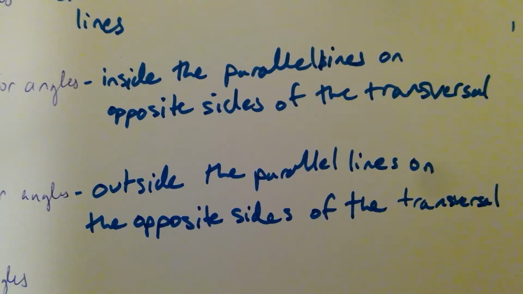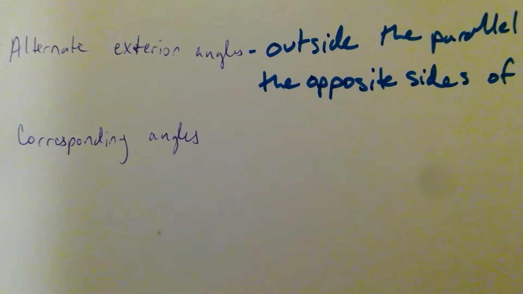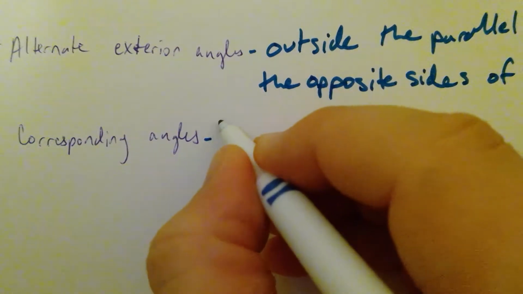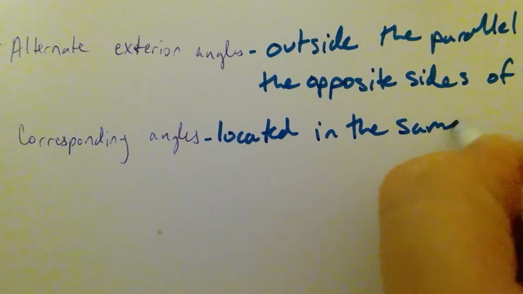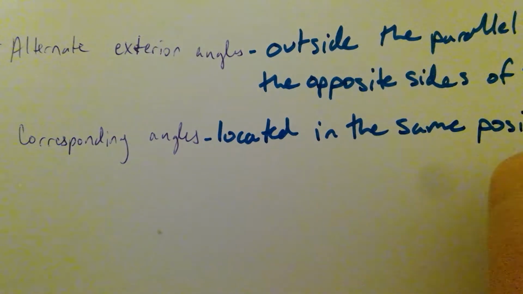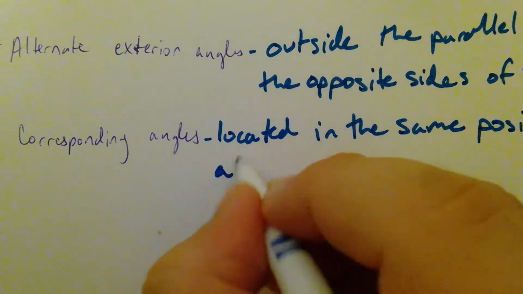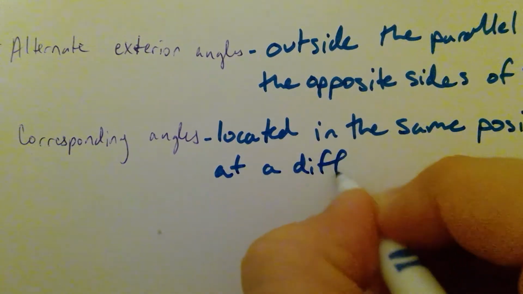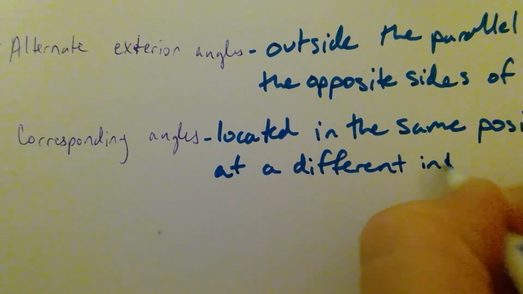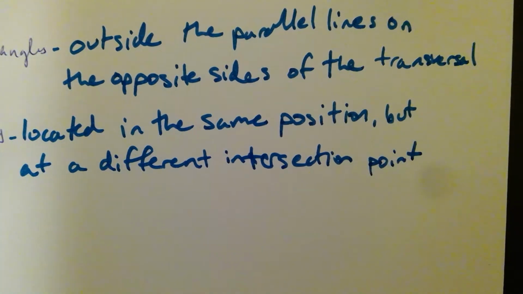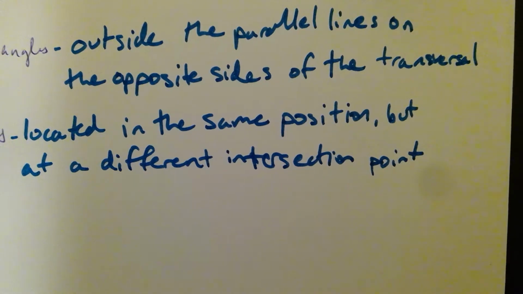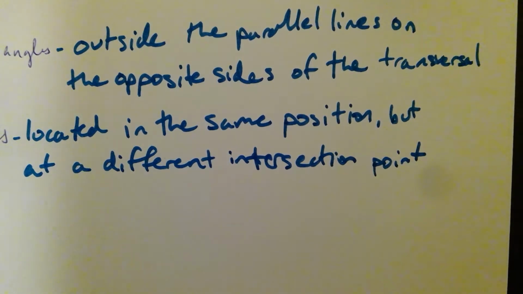And our last pair is our corresponding angles. They are located in the same position, but at a different intersection point. Now, if any of these definitions are confusing, we'll put some visuals to this in a minute to help match up with these definitions that we have. Now, let's go ahead and look here.